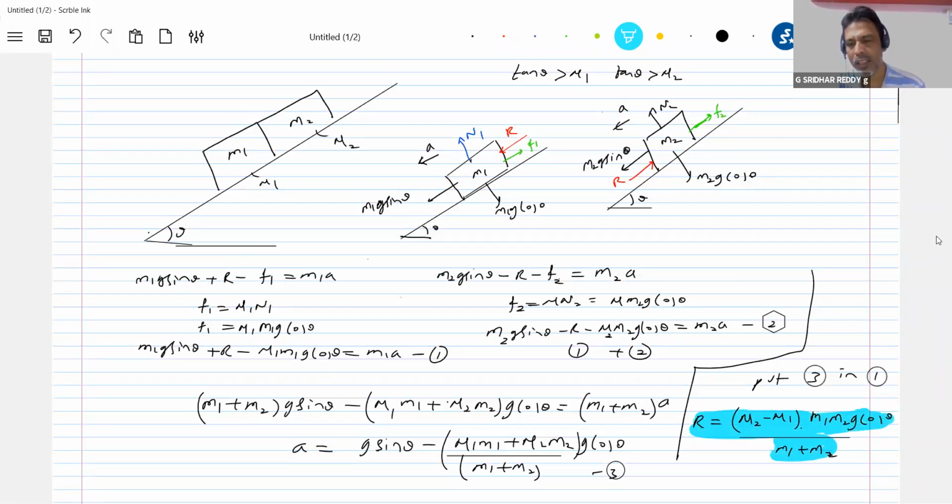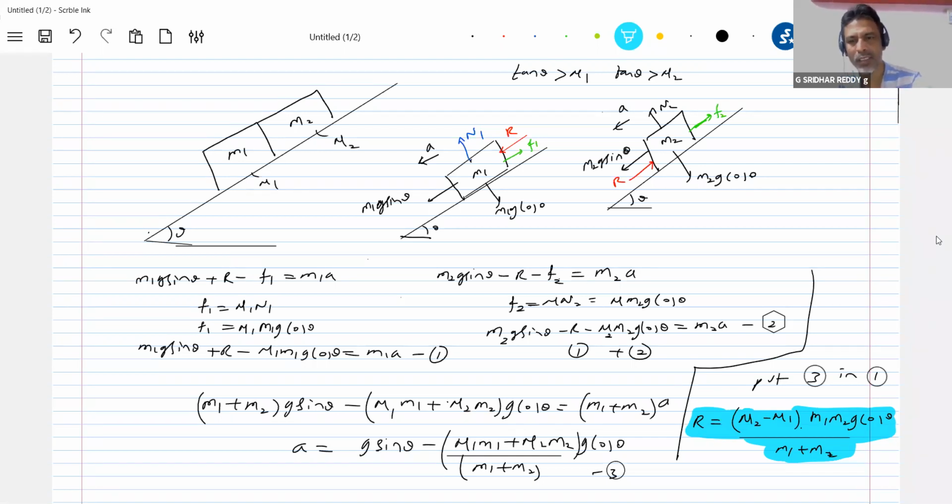When they'll be in contact, can you write any condition for them to be in contact? Definitely mu2 should be greater than mu1. No, see, for the blocks to be in contact, what is the required necessary condition? R should be greater than 0. For R to be greater than 0, mu2 should be greater than mu1. If mu2 is less than mu1, R will be negative. Negative means they lose contact here. Getting the idea? So this equation is very important for you.